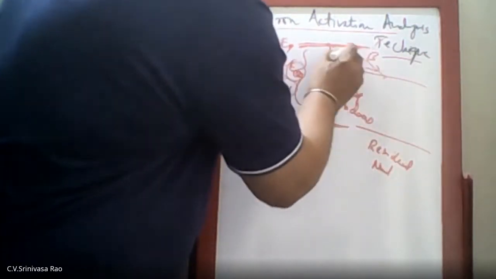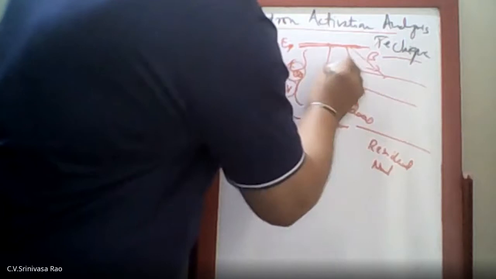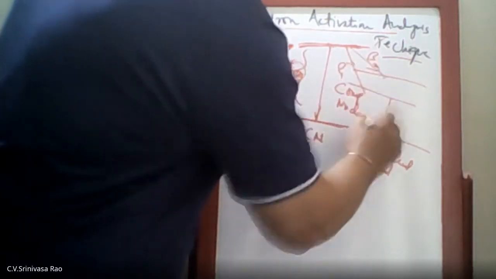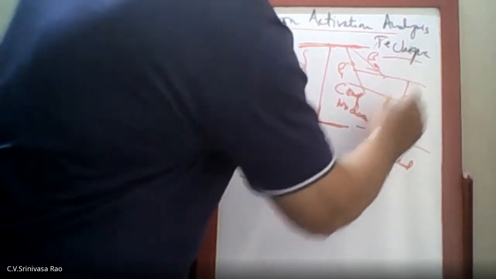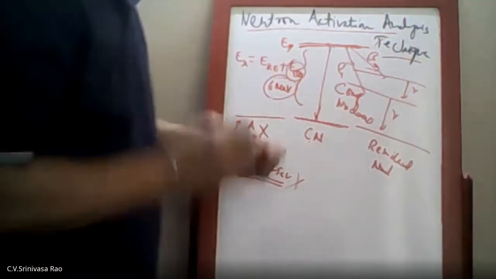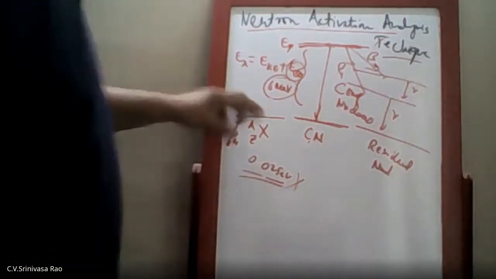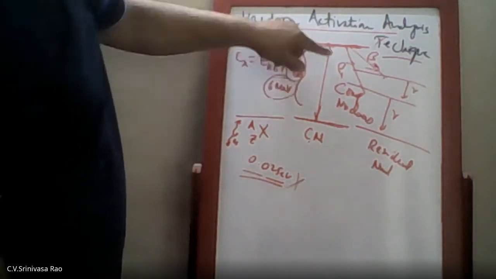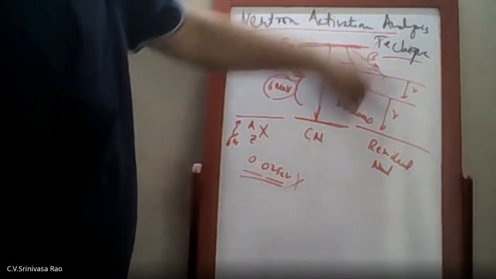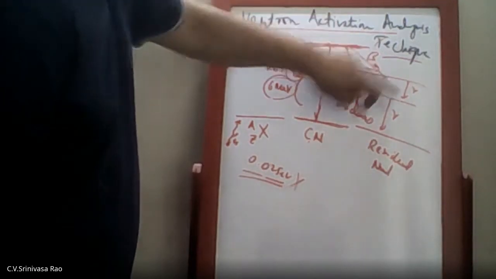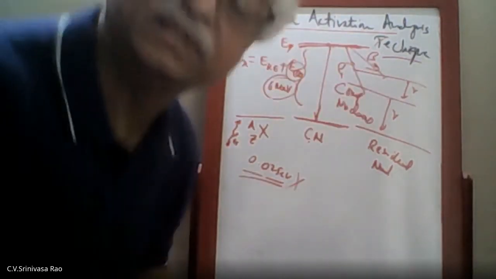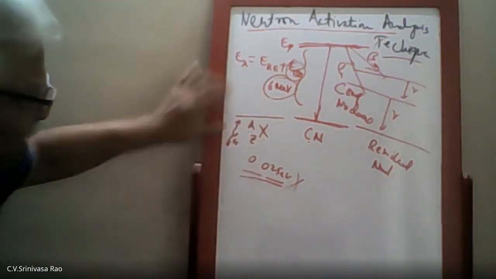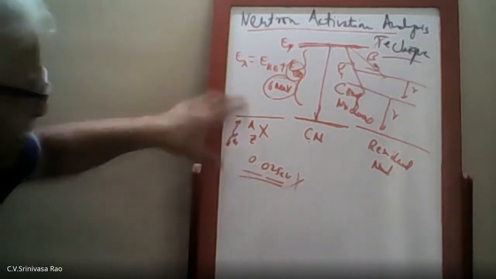Now there are lots of betas coming out from this, beta 1, beta 2, and from here you will have gamma emissions. So the technique is basically: take any target, bombard with neutrons, produce a compound nucleus that will decay through beta and then gamma. I can use these betas or the gammas. I put detectors to measure this, and then I can get a lot of information about the target or how many neutrons were hitting, all the details.